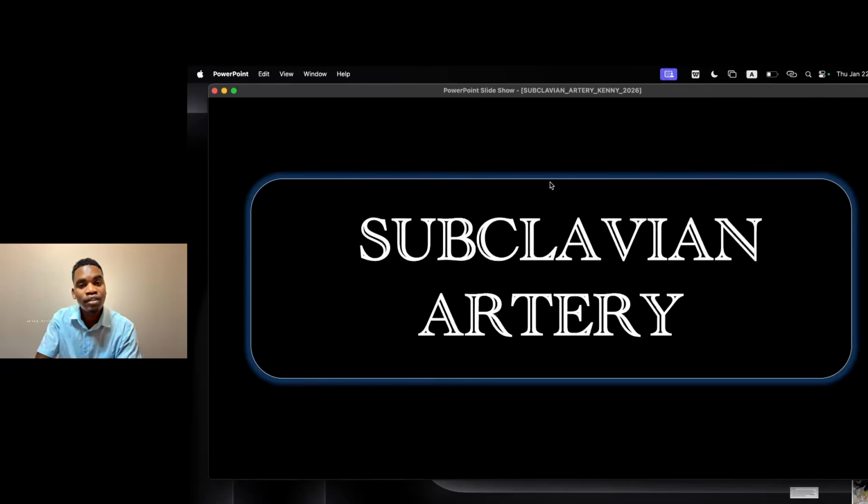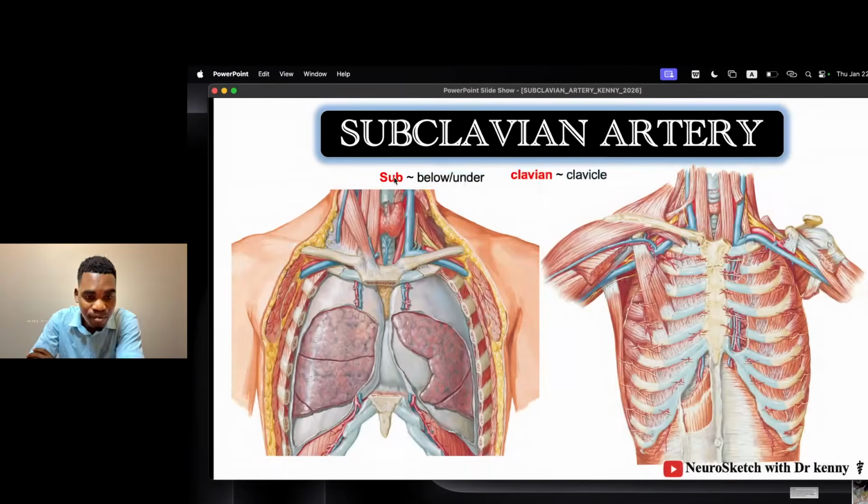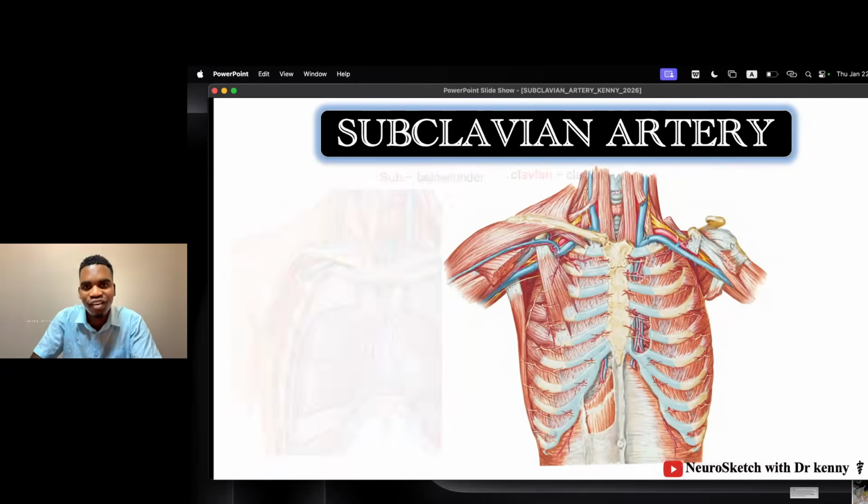We're going to discuss subclavian artery, and the word subclavian is coming from two words. Sub means below or under, and clavian means clavicle. So the subclavian artery is just an artery that is below the clavicle, and our session is done, right? No, we have a lot of things to discuss about subclavian artery.